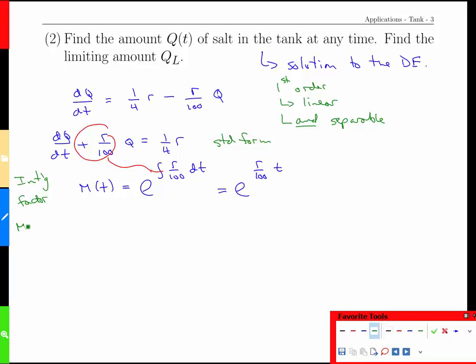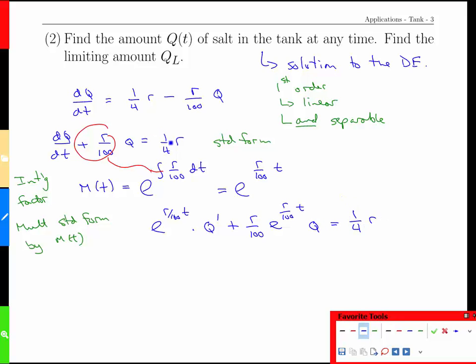Take that, and we multiply our standard form by mu of t, by that integrating factor, and we get e to the r over 100 t times Q prime, rather than dQ/dt, plus r over 100 e to the r over 100 t times Q. And on the right hand side we have the quarter r times e to the r over 100 t.